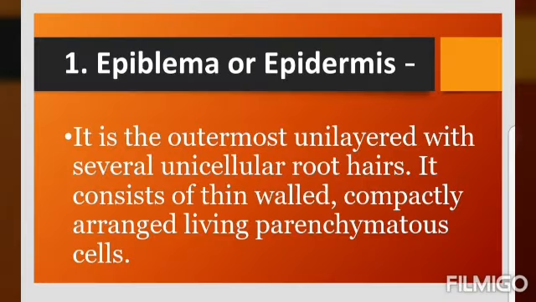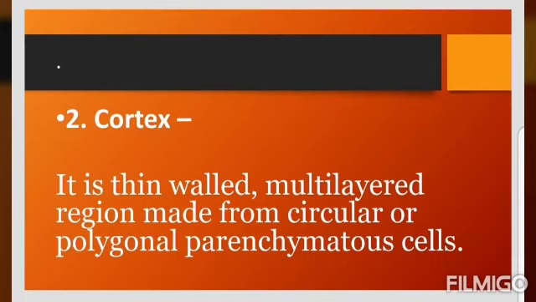The outermost layer is epiblema. Many of the cells of epiblema protrude in the form of unicellular root hairs. The cortex consists of several layers of thin-walled parenchyma cells with intercellular spaces. The innermost layer of the cortex is endodermis.